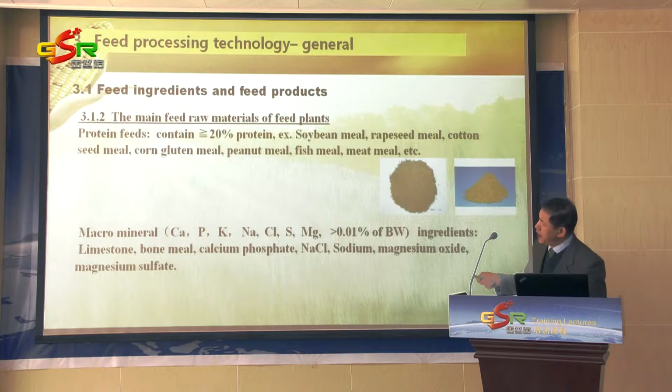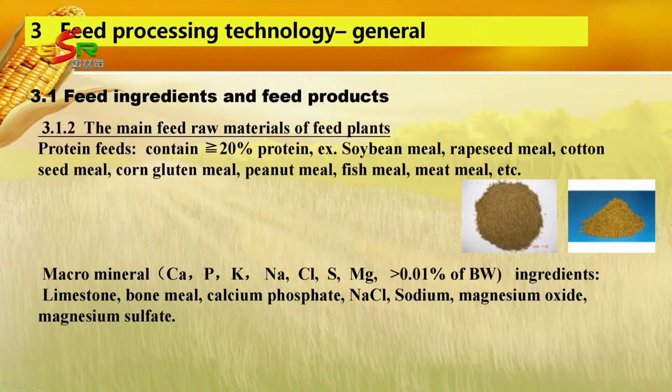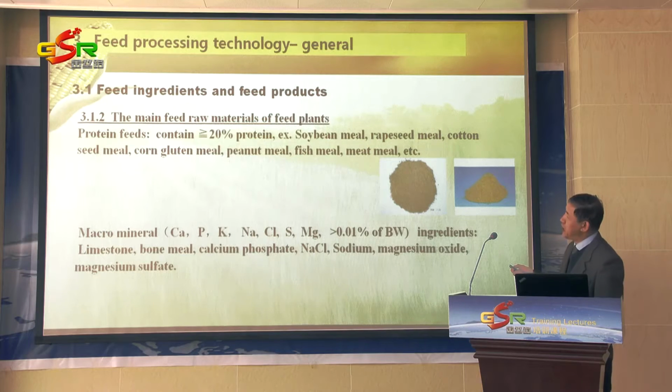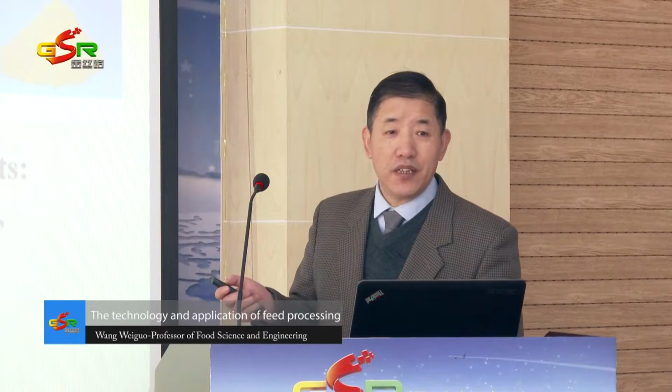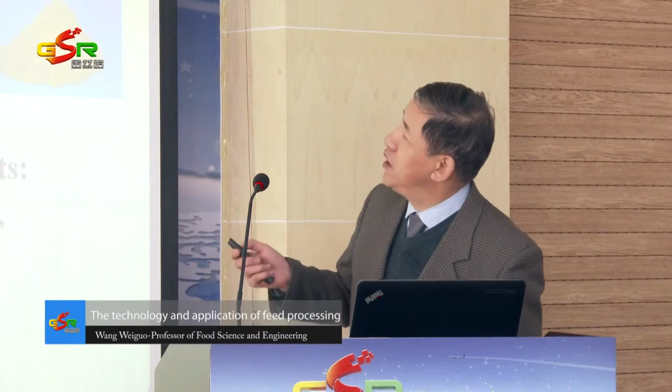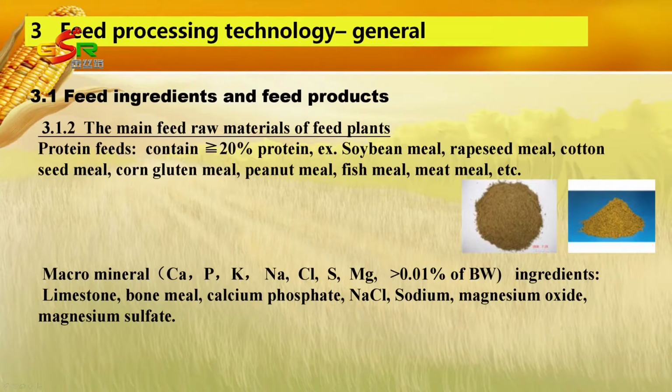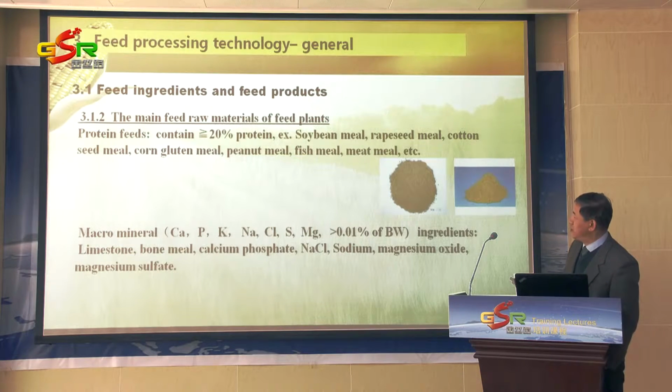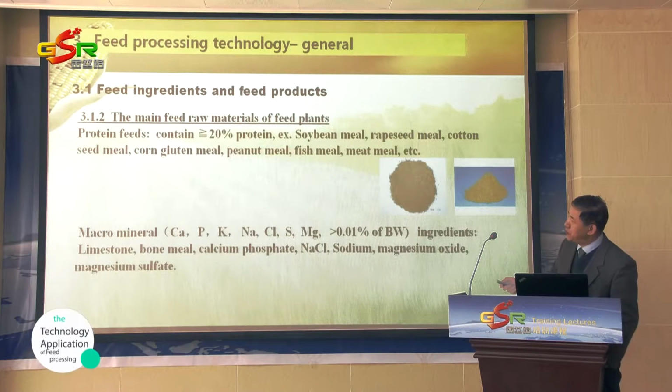And the second one is protein feeds. Protein feeds contain equal to or more than 20% protein. For example, soybean meal, which is a product of soybean after the oil is removed, rapeseed meal, cottonseed meal, corn gluten meal, peanut meal, fish meal, meat meal, etc. All of these belong to protein feedstuff. They supply more protein than other feed ingredients to the animal.